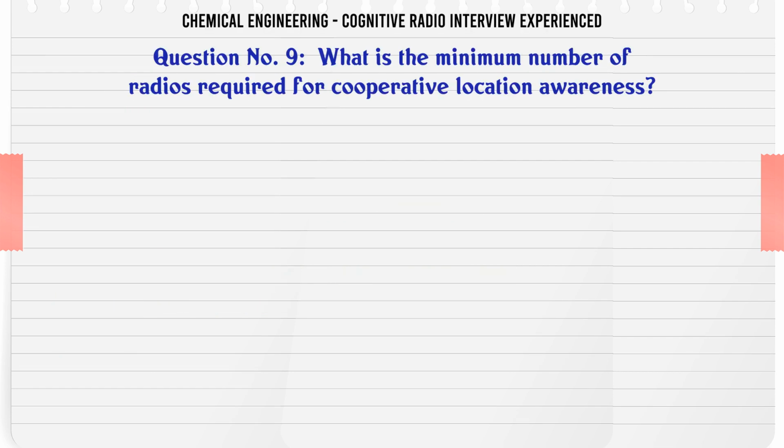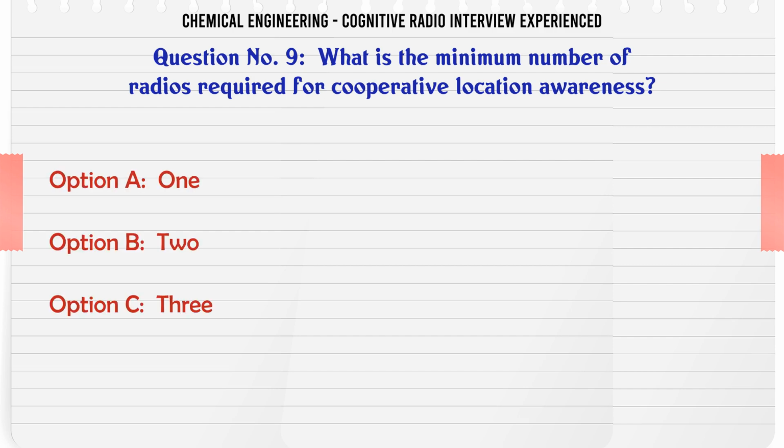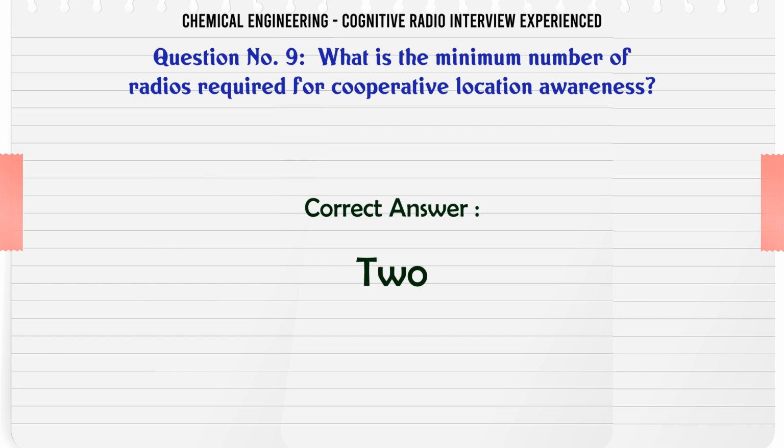What is the minimum number of radios required for cooperative location awareness? A. 1. B. 2. C. 3. D. 4. The correct answer is 2.